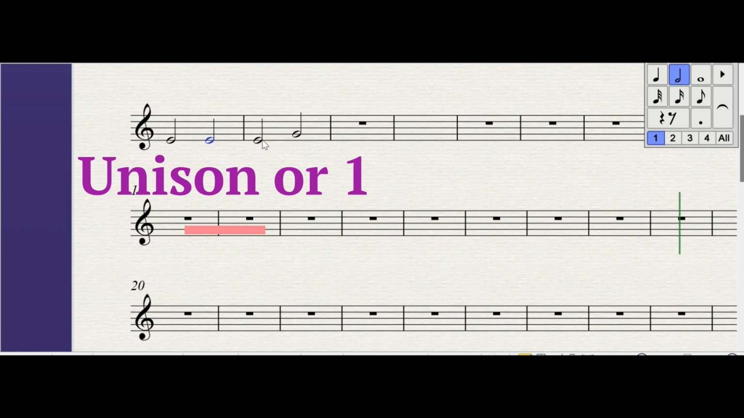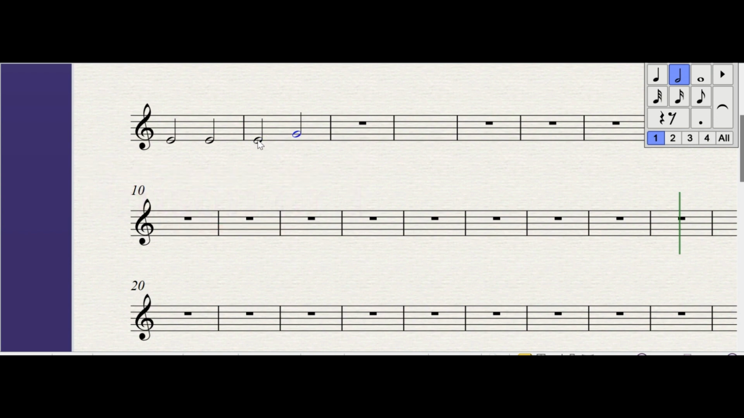When they're from one line to another line, if you count from this first line, then you go up to the space and then get to the next line, you'll get a distance of 3. 1, if it was in the space here, 2, and this note is 3. So this is an interval of a third.